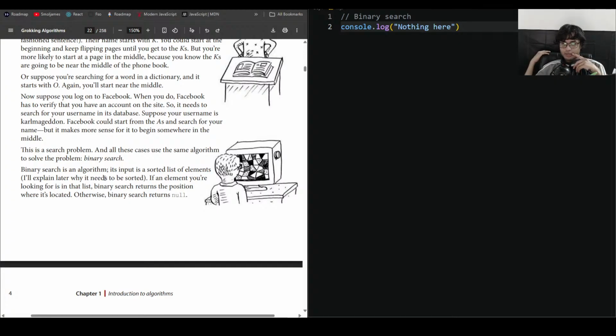If an element you are looking for is in that list, binary search returns the position where it's located. Otherwise, binary search returns no.